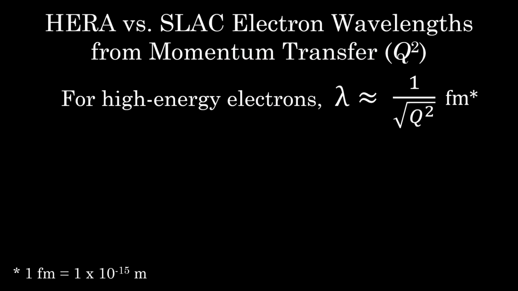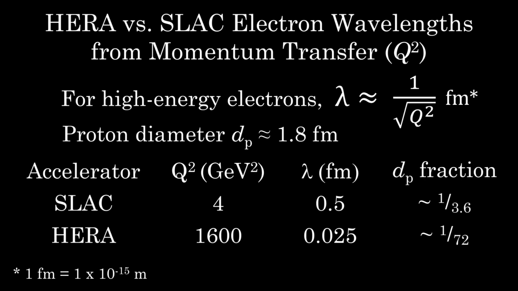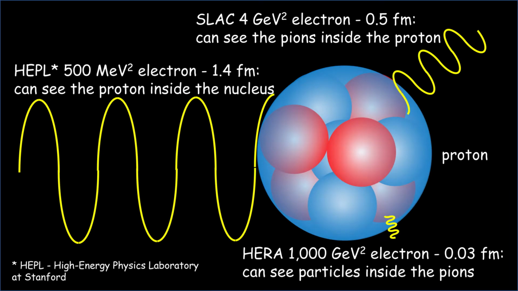The wavelength of the probing electrons in units of Fermi, 10 to the minus 15 meters, is approximately equal to 1 over the square root of the q² of the collision. The high q² of the HERA collisions make its probing electron wavelengths much shorter than the electron wavelengths of the lower q² collisions of SLAC and JLab. This allows the HERA electrons to focus in on much smaller structures within the proton. If there are structures within the pions, the HERA electrons can likely see them.